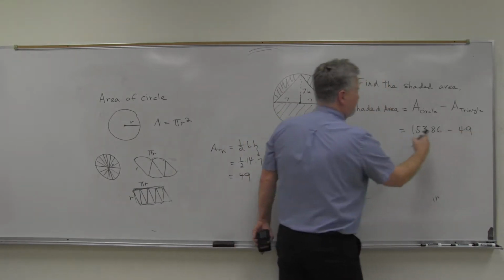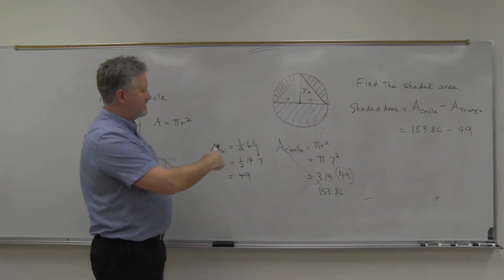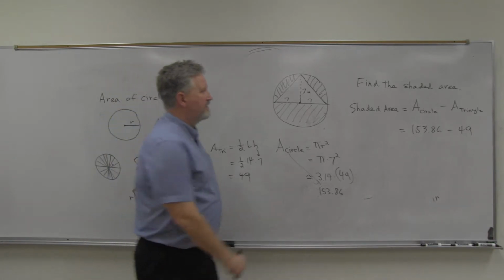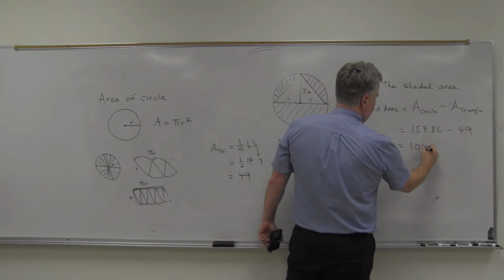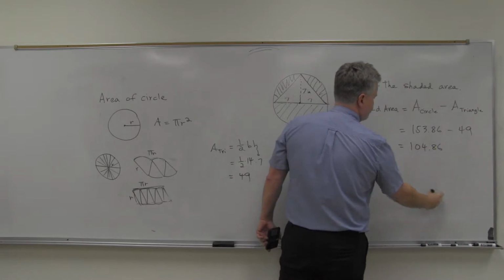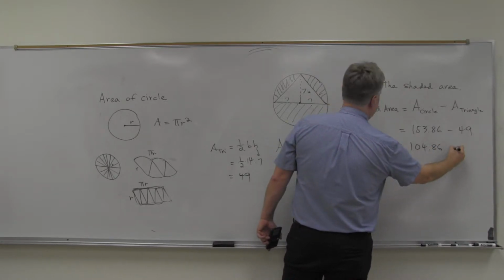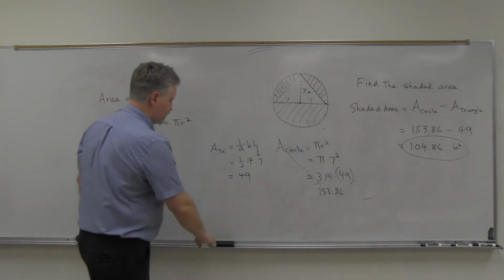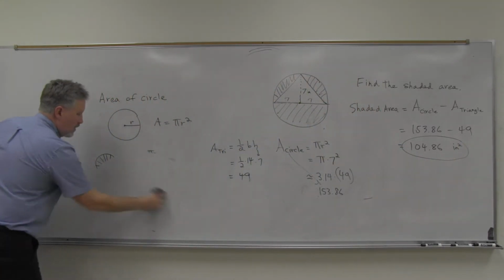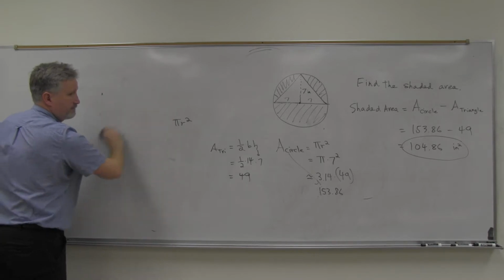So if I take the 153 area for the circle minus the area of the triangle, which is 49, that's going to give you the shaded area. Is that 104? And that would be square inches. Any problem with that?